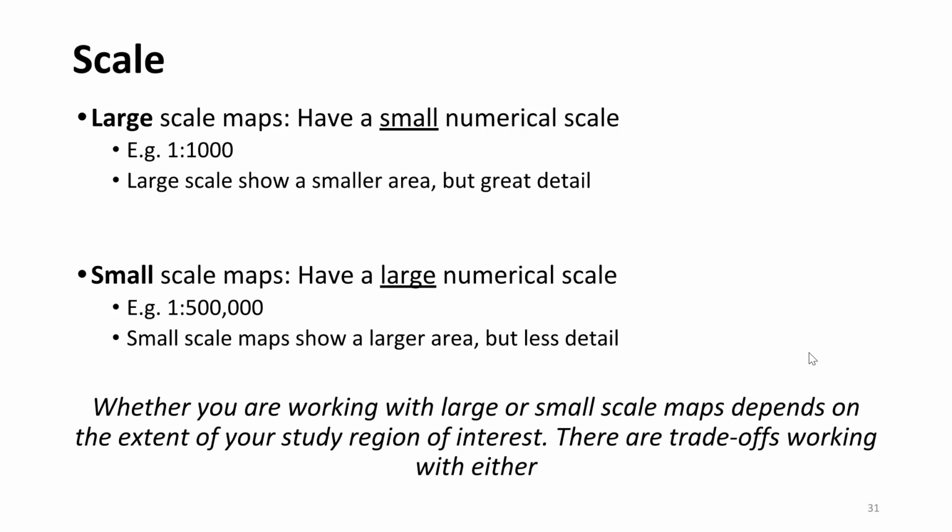So large scale maps have small numerical scales. For example, a 1 to 1,000 map is large scale. Large scales show a small area but in really great detail. So 1 inch on the map would equal, say, 1,000 inches on the ground. This would be known as a large scale map. Small scale maps have a large numerical scale. For example, with a 1 to 500,000 map, you're going to be looking at a really large area. So a small scale map shows a large area, but with much less detail. Whether you're working with large or small scale maps depends on the extent of your study region of interest, and there are trade-offs to working with both.